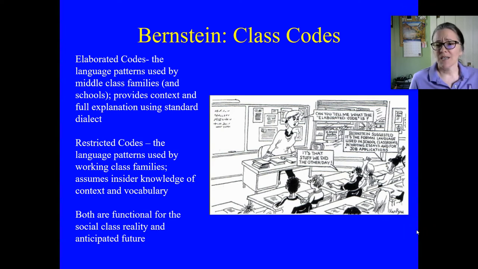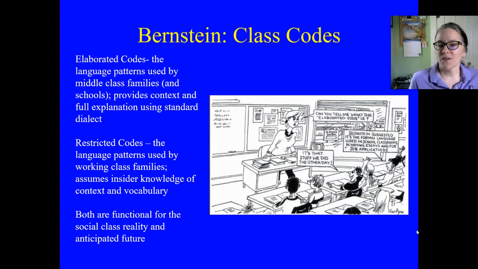So he referred to the way of speaking of the middle and upper classes as elaborated codes. So you're going to have language patterns that provide context, fuller explanations. They use the standard American dialect if we're talking about American English, or the standard dialect of whatever language we're talking about. They have a more extensive vocabulary because they're modeled. The students are modeled, or parents model for their children, and they encourage them and they ask them for more details.